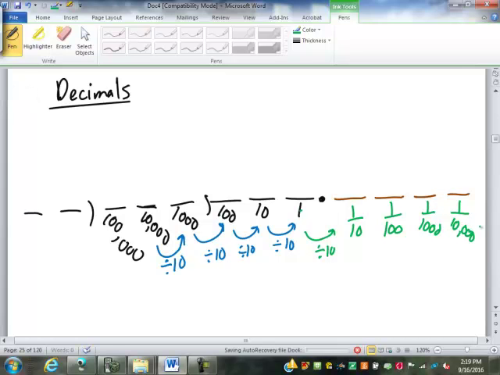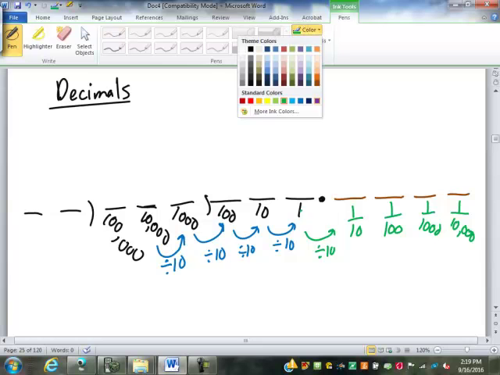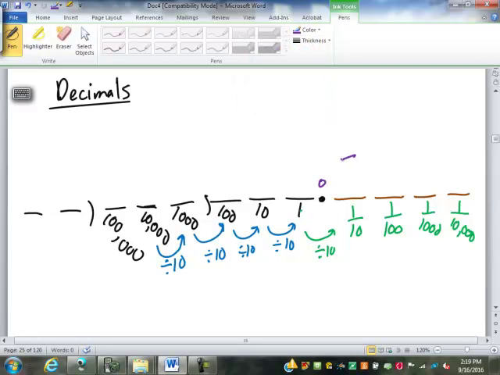If those place values look suspiciously like fractions, it's because they are. Decimals are nothing more than fractions. They are specific fractions that have denominators that are powers of 10, as we see there. So if we have 0.58, what that literally means is 58 hundredths. It is a fraction, 58 over 100.